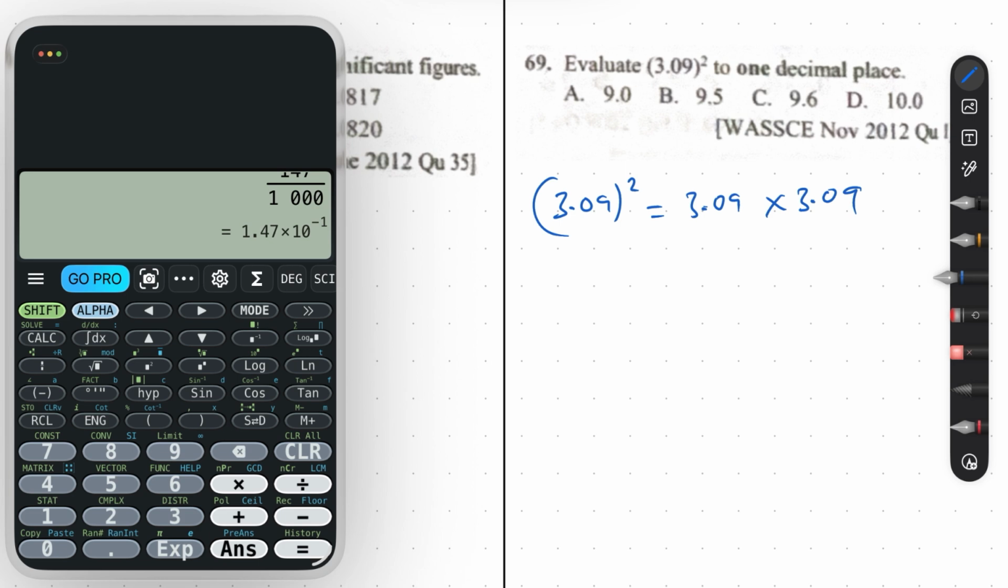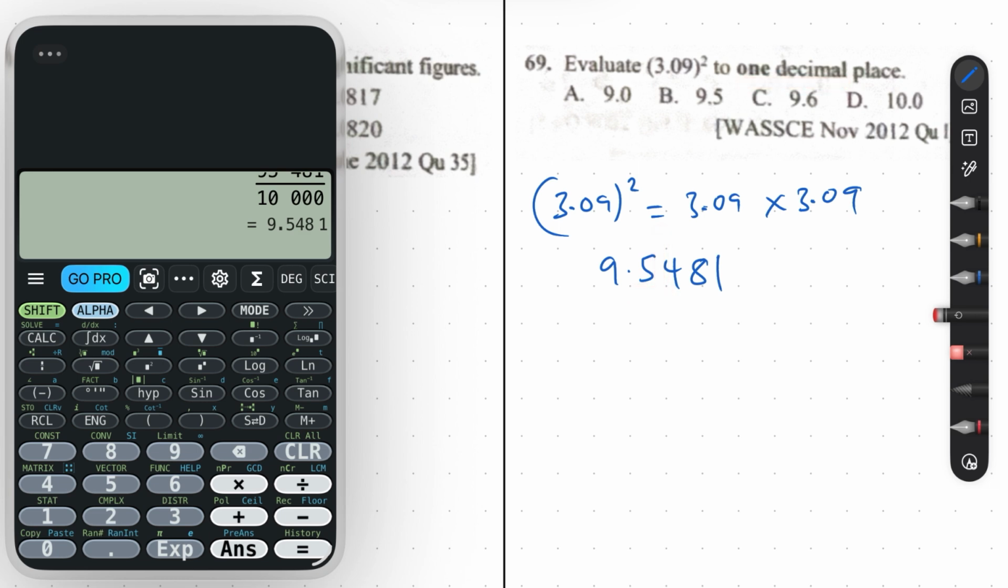So we have, let's clear this, 3.09 squared. What do you have? Our calculator says 9.5481. Okay, but the question is saying what? To 1 decimal place. So we only need 1 decimal place. Okay, we need to stop right here.